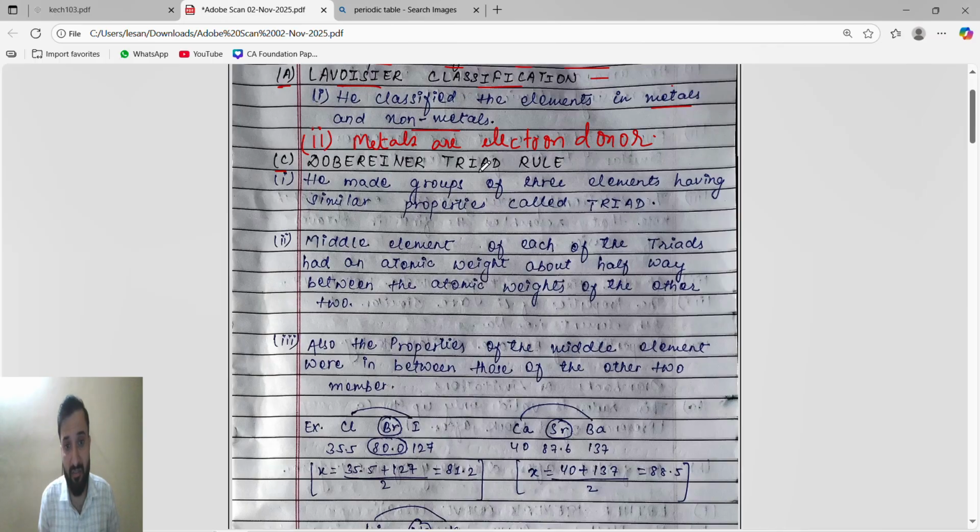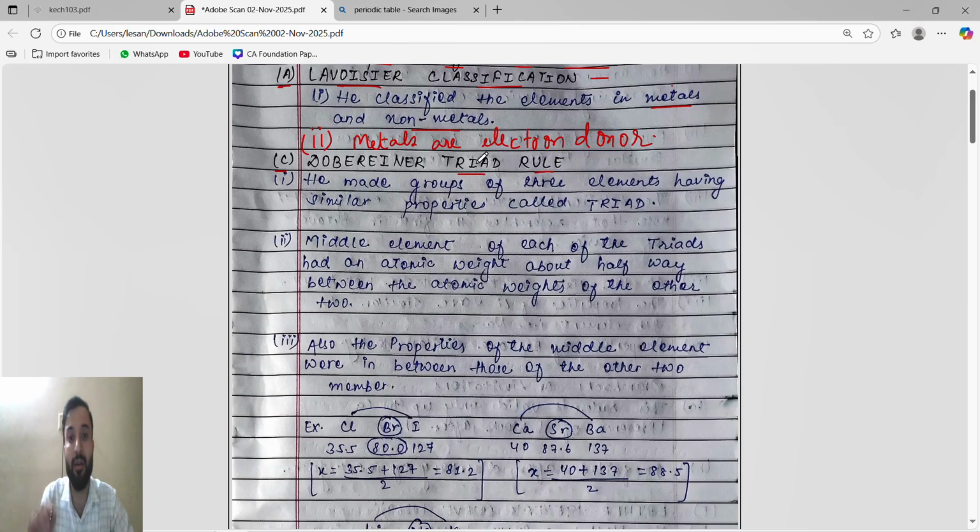Then next came Dobereiner, with the Dobereiner triad rule. One scientist came, Dobereiner. He was like, I am still alive. His entrance. Okay, flashback of Lavoisier classification. He was like, I didn't enjoy it. I will bring a new rule. So Dobereiner brought the triads rule.